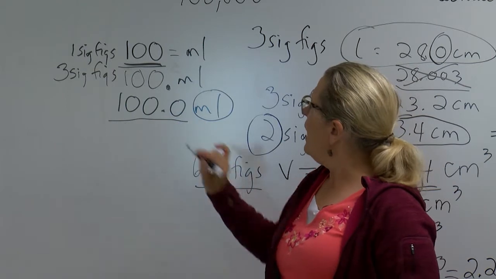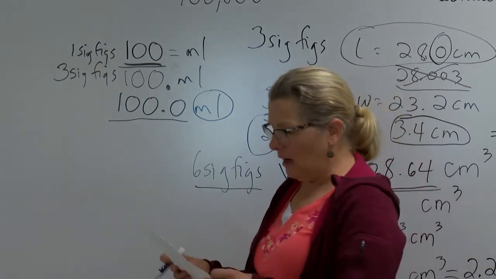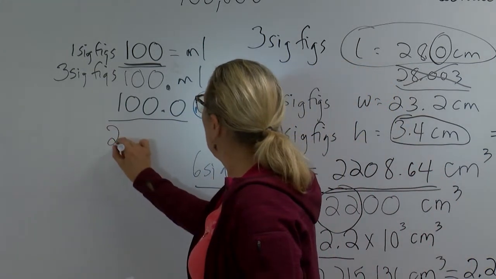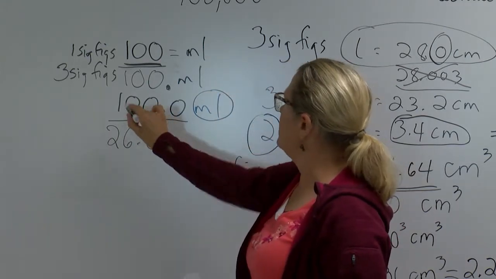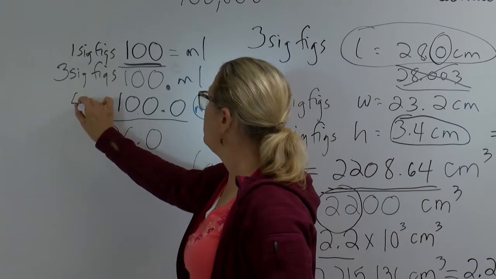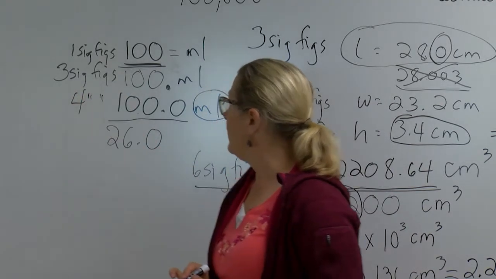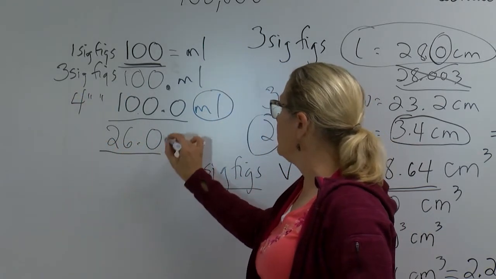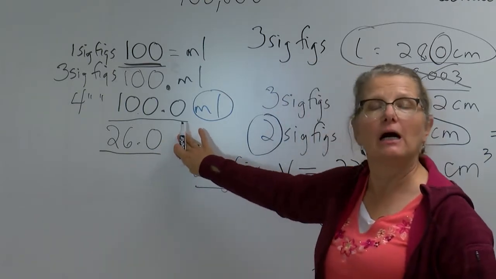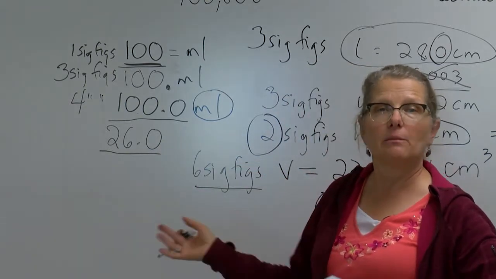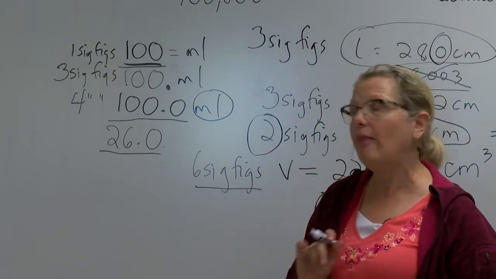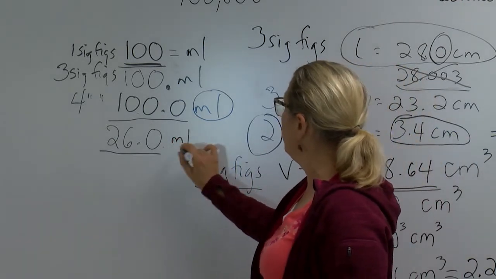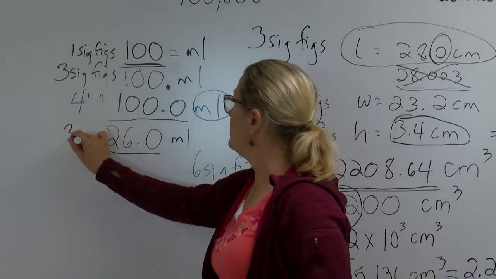Okay? All right, let's look at a number like 26.0. How many sig figs in this one? This one has 3. Did I put the 0 there because I needed to place the decimal? No, I put the 0 there because I was accurate to the 1/10 of a milliliter. 3 sig figs.